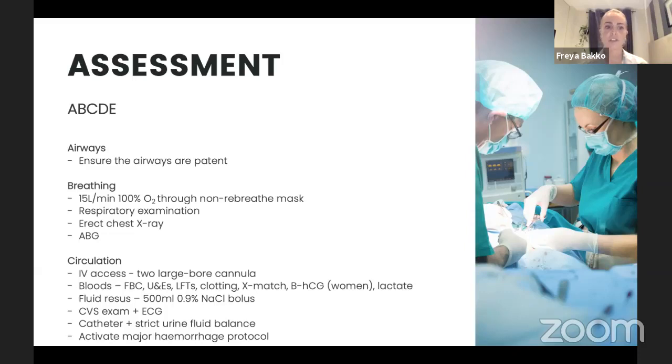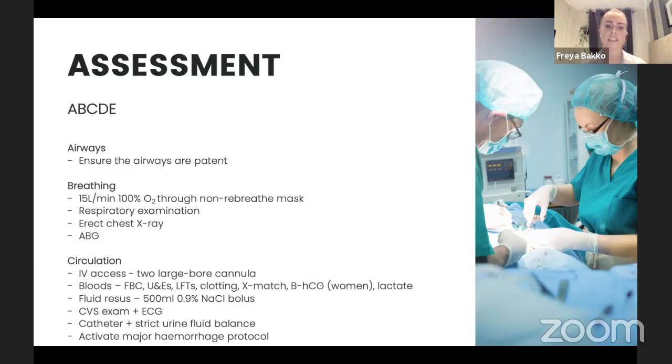Next, you move on to your circulation. So quickly ensure you have IV access. So this will be through 2 large bore cannula. So these are usually grey in the UK, or 16 gauge. So try and place 1 in each antecubital fossa.